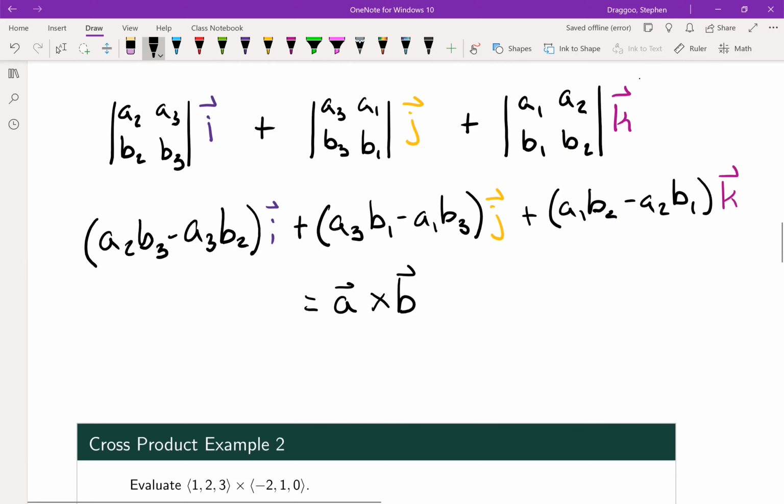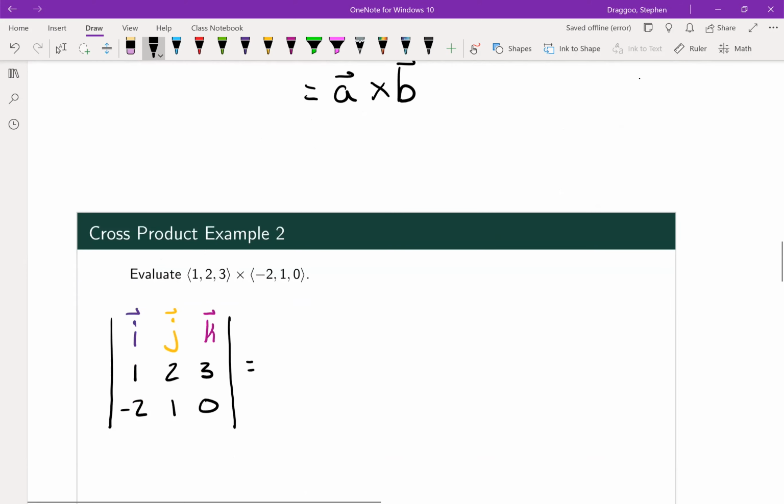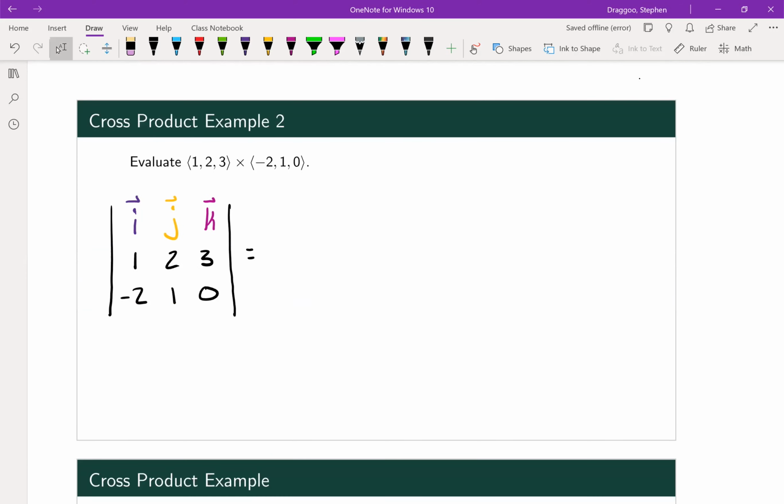But enough theory. Let's actually apply this thing. Evaluate the cross product of (1, 2, 3) and (-2, 1, 0). I've already gone ahead and written out what that determinant should be, so let's break that down into its smaller determinants.